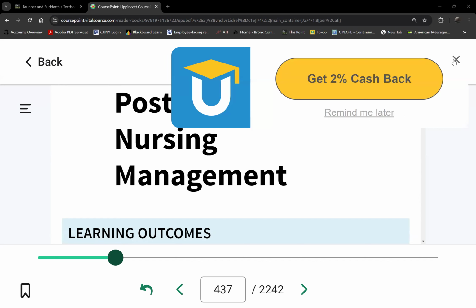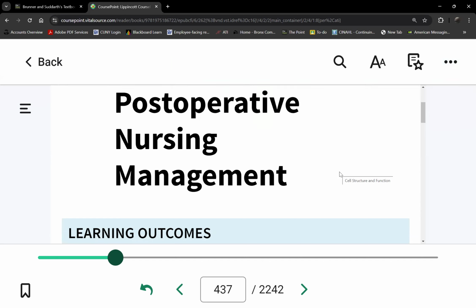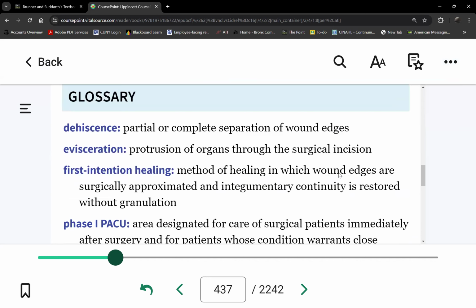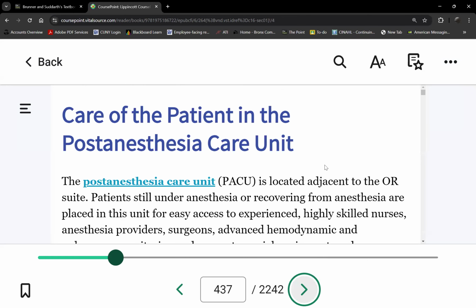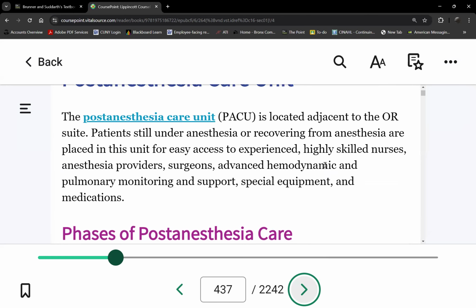The purpose of the PACU is, of course, to monitor how the patient tolerated the procedure and the medications that were given, including anesthesia, the sedative, the pain medication, muscle relaxants, and benzodiazepines that were administered. In addition, the patient is also monitored for immediate complications after the surgery. Okay, so care begins in the PACU.